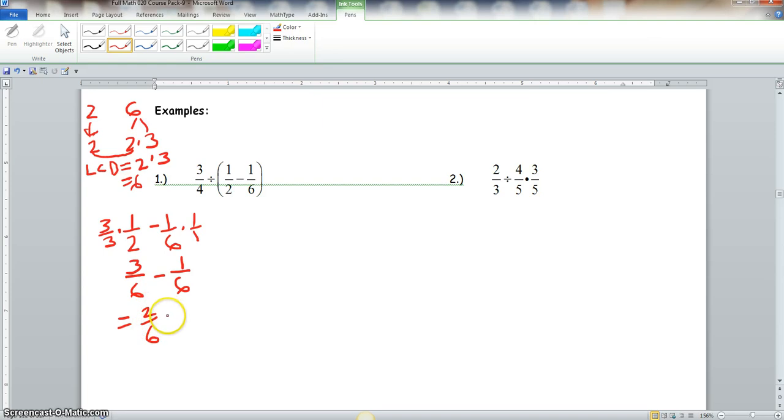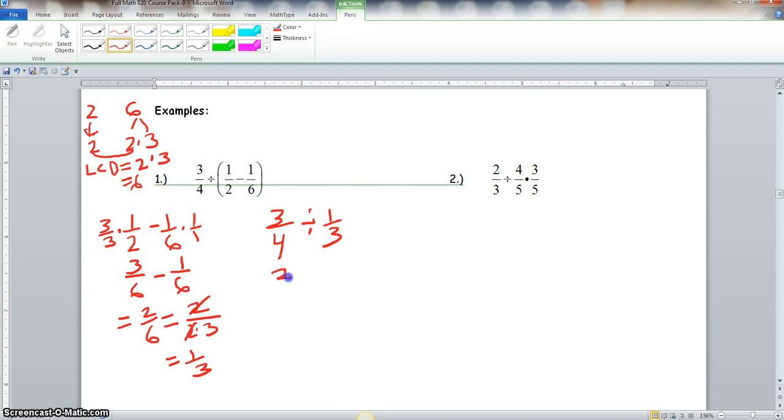Now we can simplify this. This breaks down to 2 over the prime factorization of 6, which is 2 times 3. These two simplify, and that would leave you 1/3. So this parenthesis leaves us 1/3. So now we will go over here. We would take this 3/4 divided by the 1/3 we got from this parenthesis.